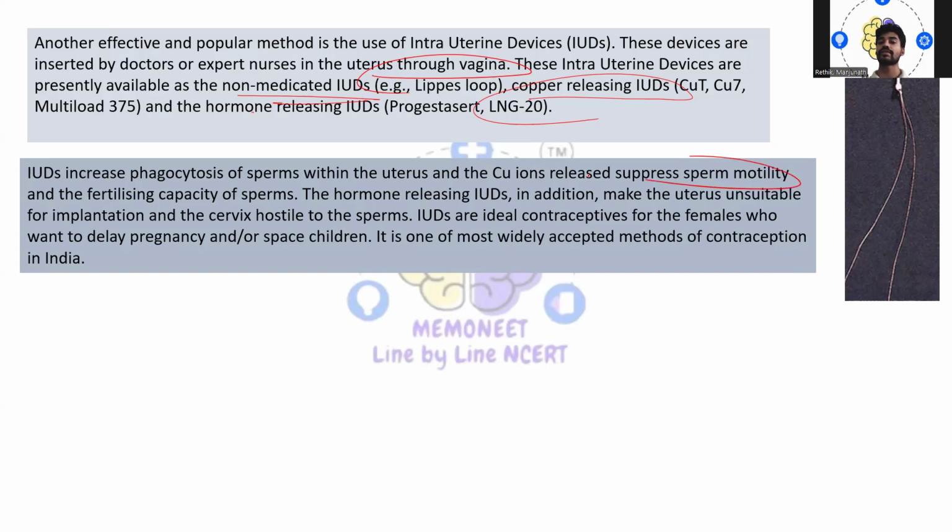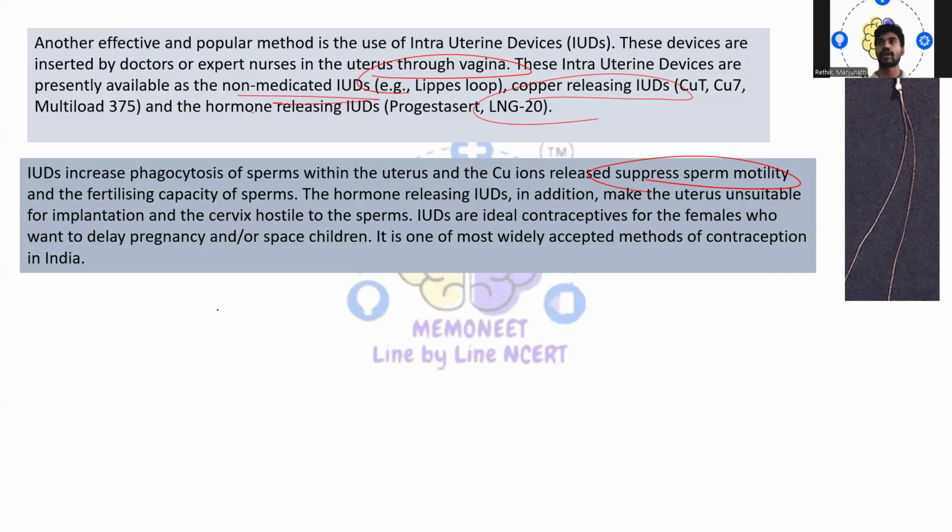So if it suppresses the sperm motility, what happens? Fertilization capacity of sperm will be less, therefore fertilization will not happen. Then we have hormone releasing IUDs, right? Like progesterone, like LNG20 and all. They will make the uterus non-suitable for the implantation.